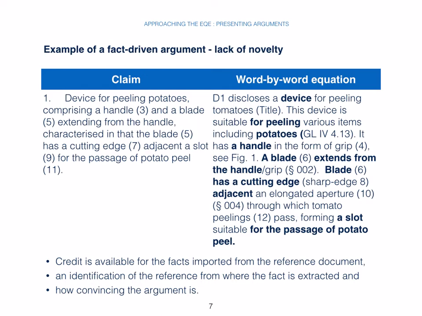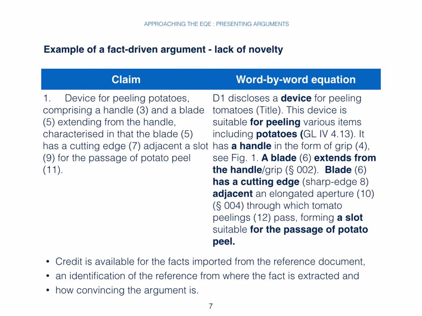D1 discloses a device for peeling tomatoes, title. This device is suitable for peeling various items, including potatoes, reference to the guidelines Roman 4, 4.13. It has a handle in the form of a grip 4, see figure 1. A blade 6 extends from the handle grip, see paragraph 2.